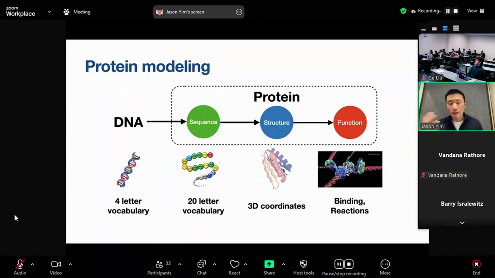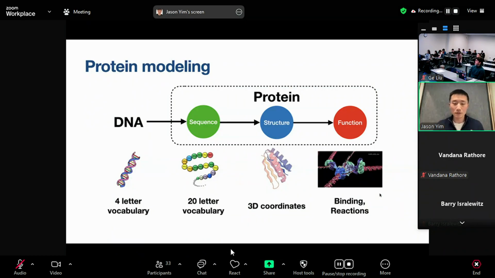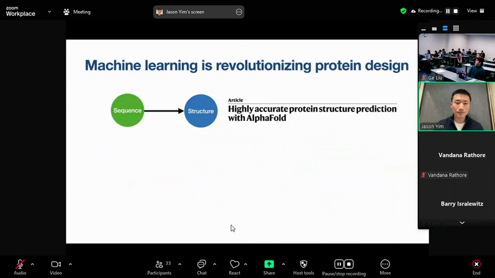And then we have this view of the 3D structure as a static object, but if you actually look in the body, proteins are actually dynamic. They're binding, there's reactions happening, and that's what we associate as function, when the 3D structures interact with each other. That's the hierarchy of how you go from DNA to the protein function.